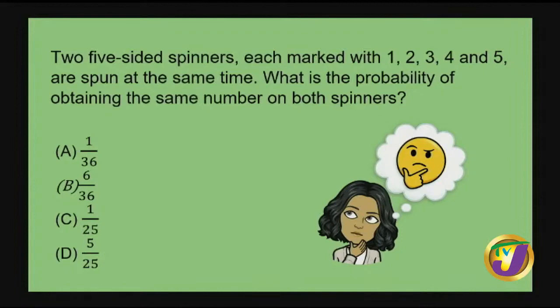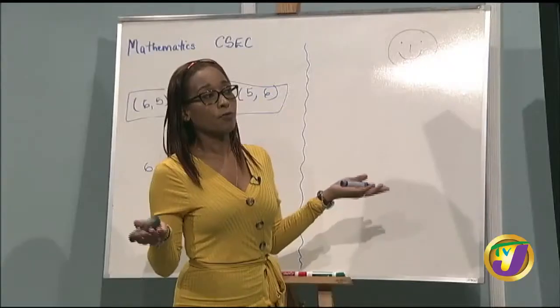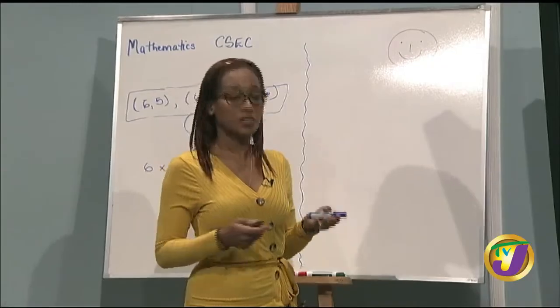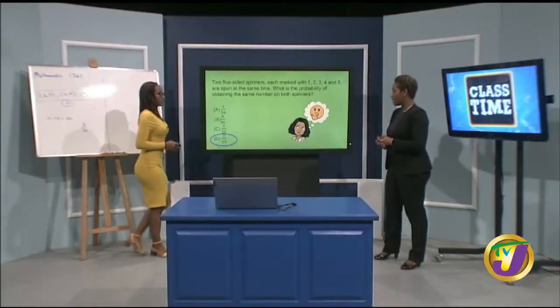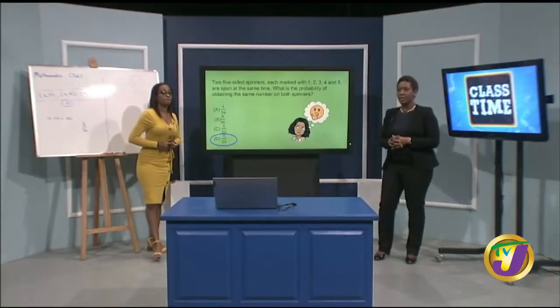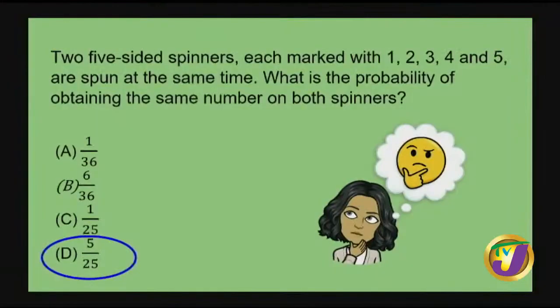Right. And what would have been our possible outcomes now? So when you spin it, you can either get 1 and 1, 2, 3, 4, and 5, right? So it's the same. So it's 5. 5 possible times that you could get the same numbers. All right. So this is our final question.